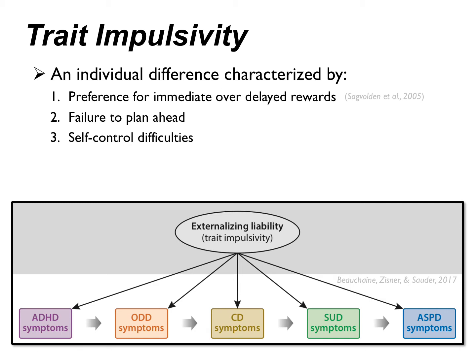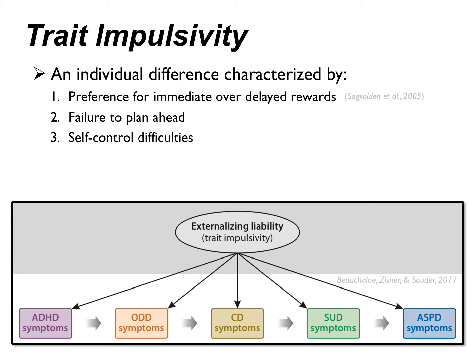Down here in this chart is the typical factor analytic understanding of trait impulsivity across the lifespan, where we have an underlying latent externalizing liability, which we call trait impulsivity. This predisposes one to develop things like ADHD, particularly the hyperactive-impulsive subtype and not the inattentive subtype, in childhood. This can then progress on to oppositional defiance and conduct disorders in late childhood and early adolescence.